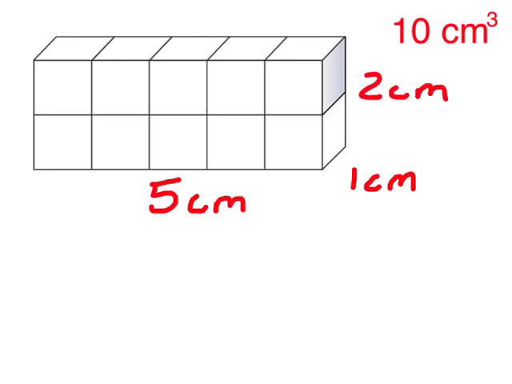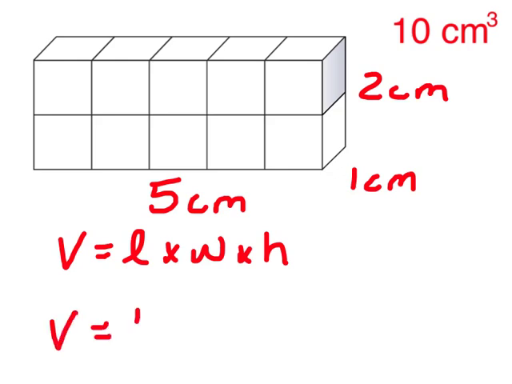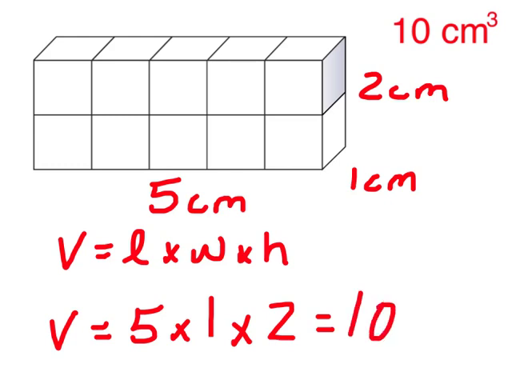So if we apply our formula, which is length times width times height, we get volume equals 5 times 1 times 2. And that, if you were to punch it into your calculator or do it in your head, would equal 10 cubic centimeters, which is the same answer that we got up above when we simply counted the cubic centimeters.